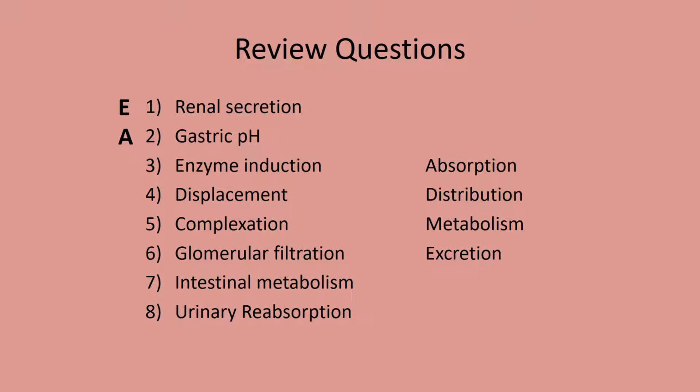Enzyme induction. So where does enzyme induction occur? If you said liver, you would be correct. Displacement. Where does displacement occur? Yep, that's going to be in the blood. So remember, blood proteins will bind drugs, and there's only a little bit of free drug to interact with the receptor. However, you take a second drug and it kicks off that first drug, now there's going to be more in your system. Complexation.